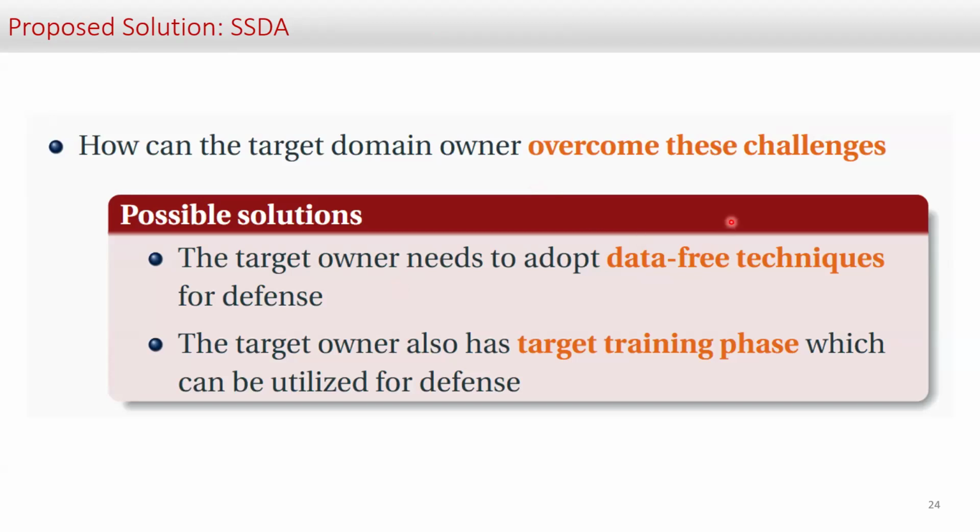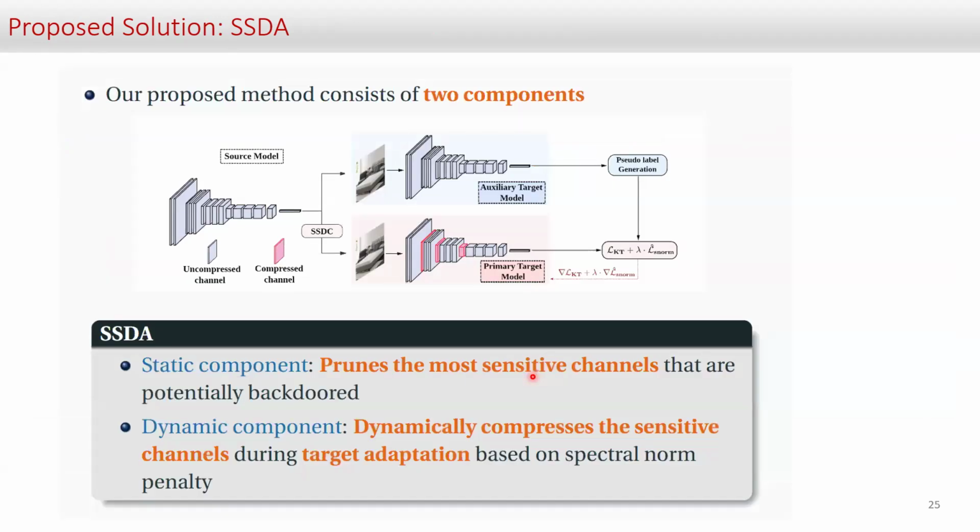We propose two possible solutions. First, the target owner needs to adopt data-free techniques for defense. And the target owner has the training phase, which needs to be utilized for the defense, which none of the prior defenses actually utilized. So our proposed method consists of two components. First is the static component, where we take the source model and prune certain channels from that model. Those can potentially contain some backdoor information. At the second stage, we dynamically train the model with a new loss function to prevent regrowth of those previously pruned channels.